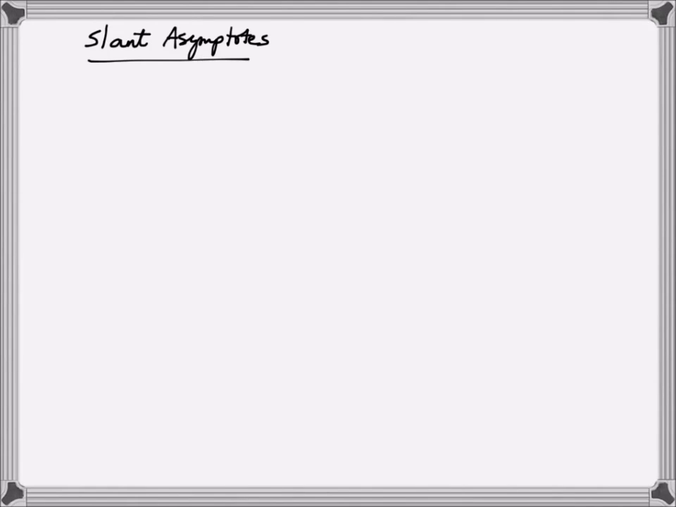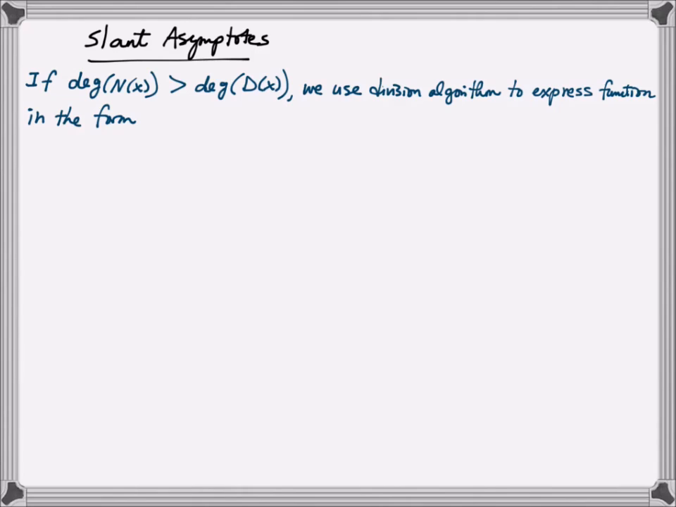In this video lesson today, we'll look at slant asymptotes for rational functions. A rational function whose numerator degree is greater than the denominator degree is likely to have a slant asymptote. In such a case, we use the long division algorithm to express the rational function in the form r of x equals the quotient q of x plus the remainder r of x divided by the divisor polynomial d of x.